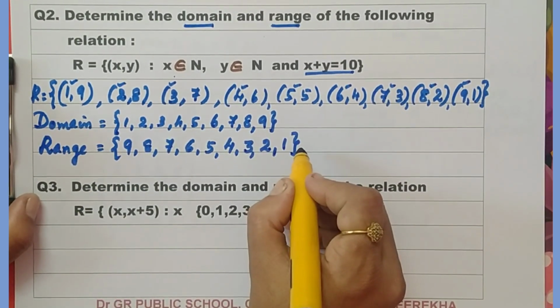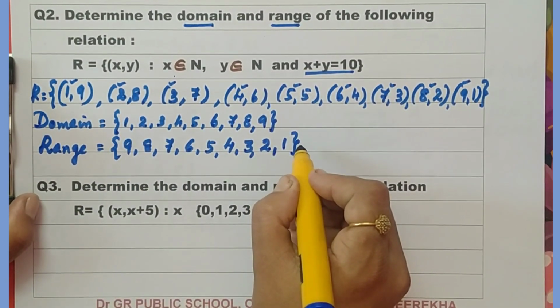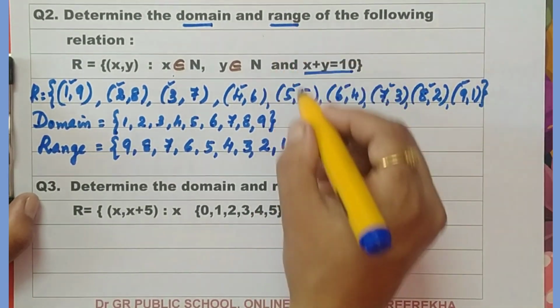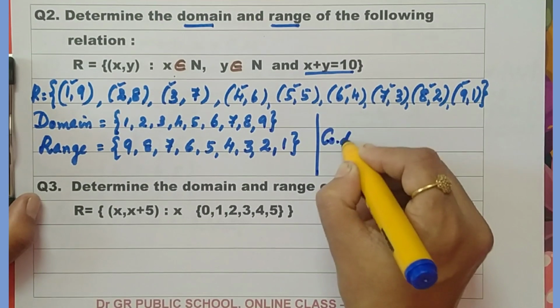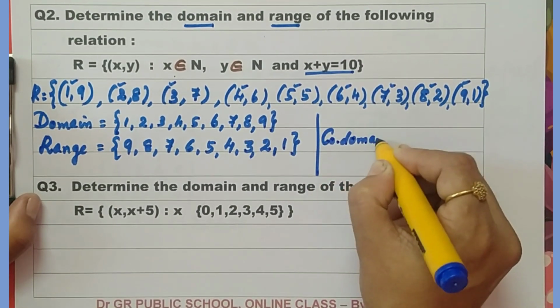If any repetition will happen, you must not write that element. In this question, you are not asked about the codomain. Can you say what about the codomain in this case? You know that codomain is the right side set.